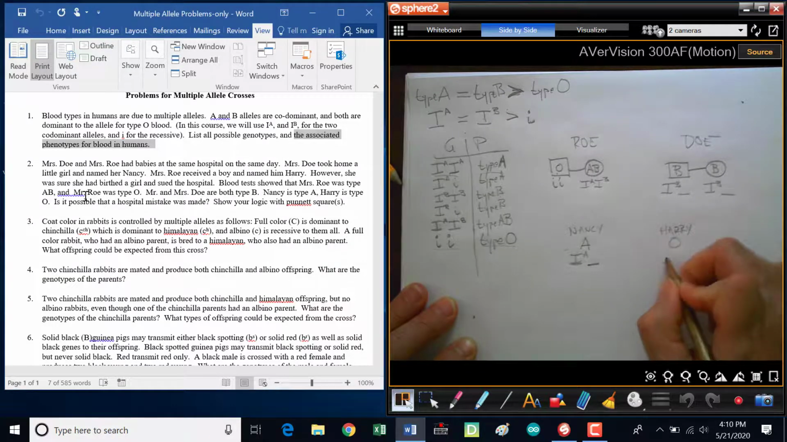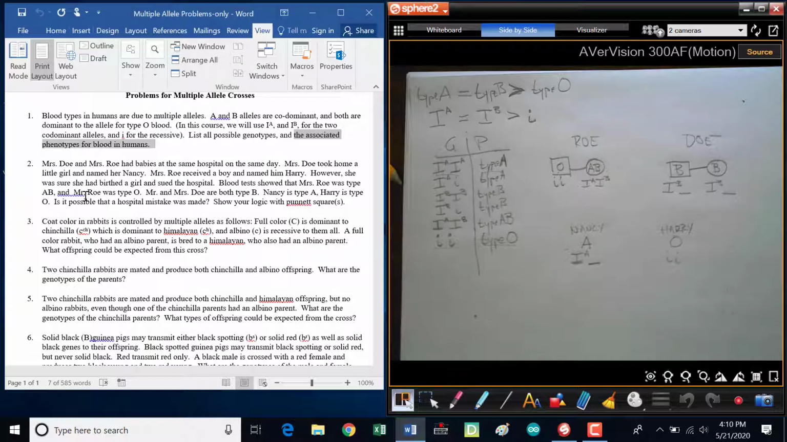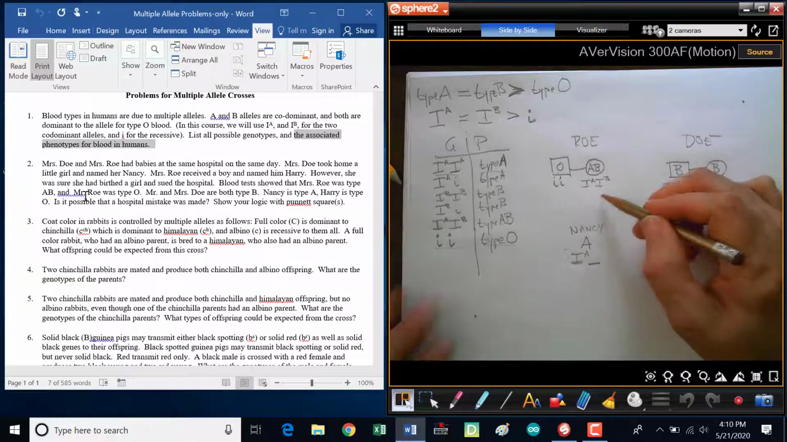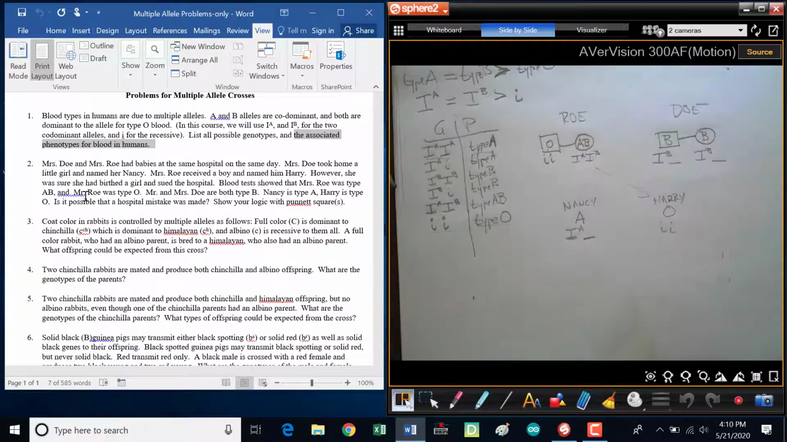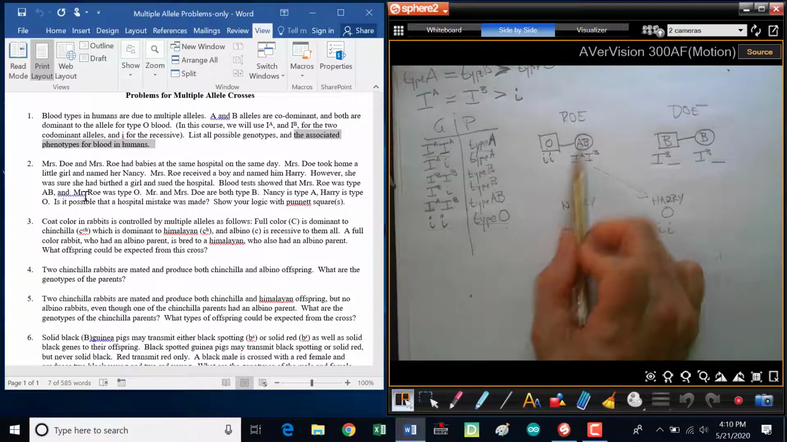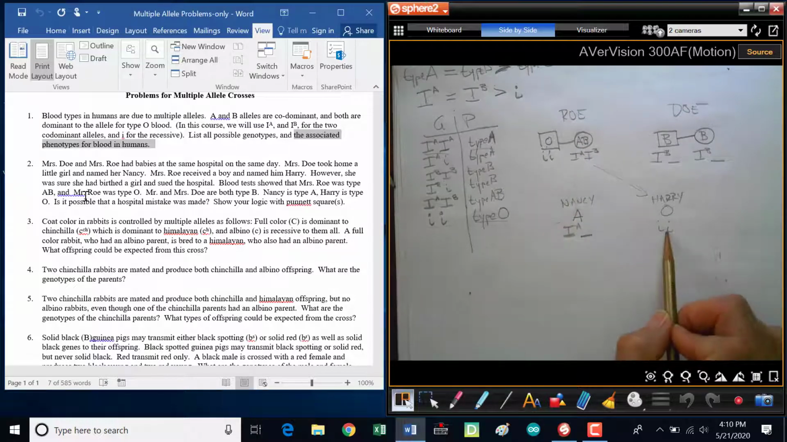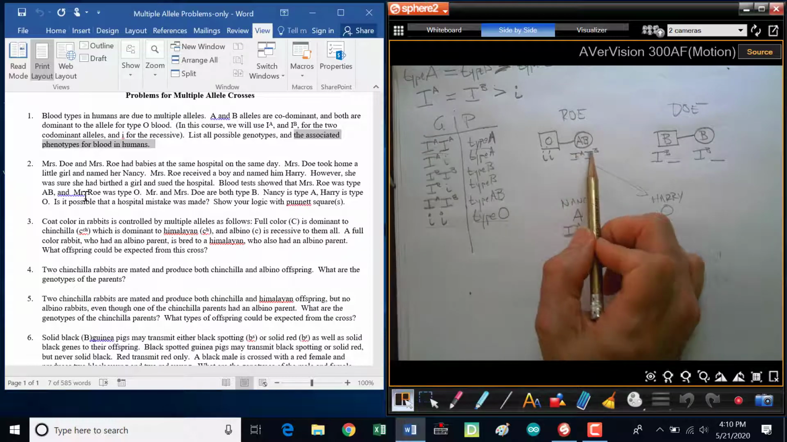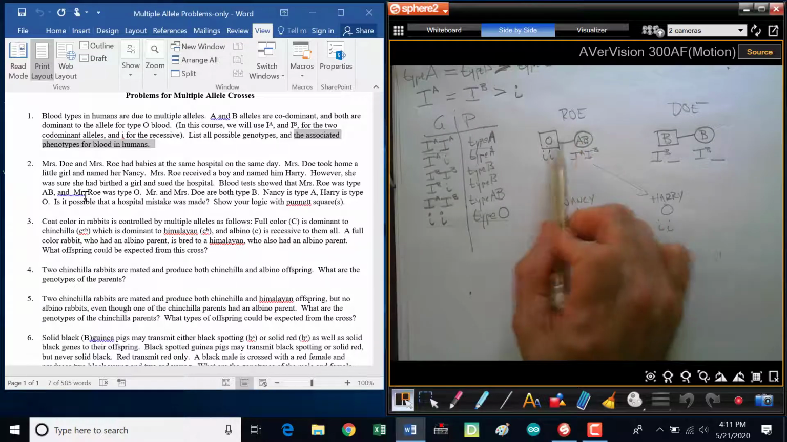He is little i little i. So the question is, they sent Mrs. Rowe home with Harry. But let's consider, could Mrs. Rowe ever have a type O baby? And the answer is no. All of her babies are going to get an A or a B allele. Her offspring are going to either be type A, type B, or maybe type AB if she fools around with somebody other than her husband.